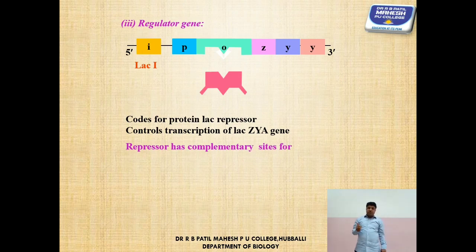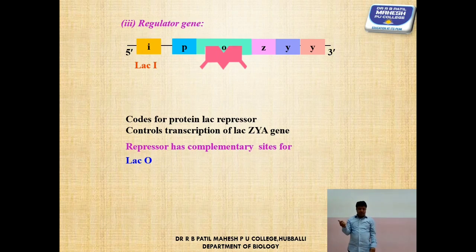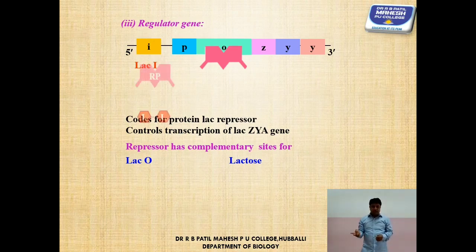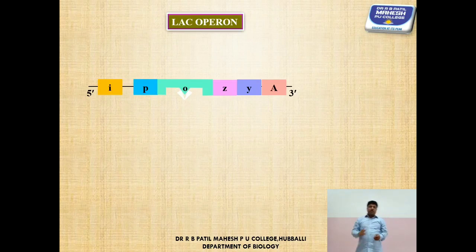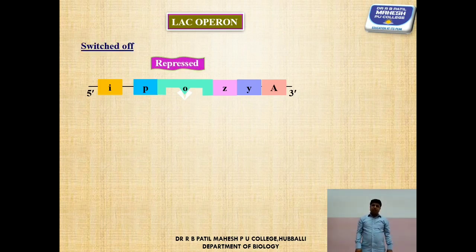So repressor has complementary sites. It goes and binds to the operator, and the repressor protein has a complementary site for the inducer also. It goes and binds to the inducer, that is lactose. Is that clear? So this is about the structural genes and the operon set of genes. Next one, we'll move to the two mechanisms, switched on and switched off.